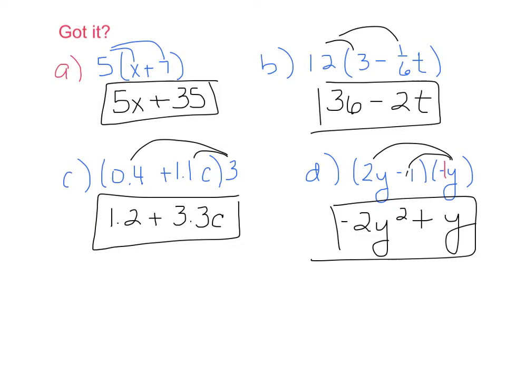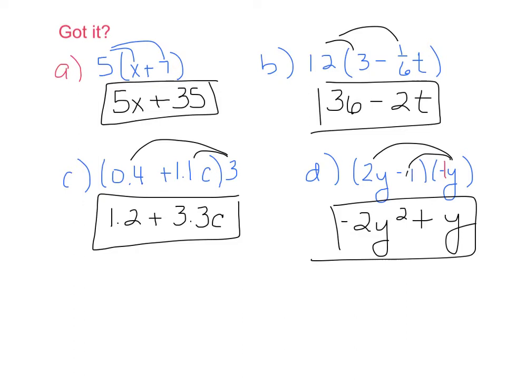I want you on your own to do number 1 and 2 under the practice A. Pause the video. So if you did it, practice A number 1 would give you f minus 2, or 1f minus 2. And number 2 would give you 12z plus 15.